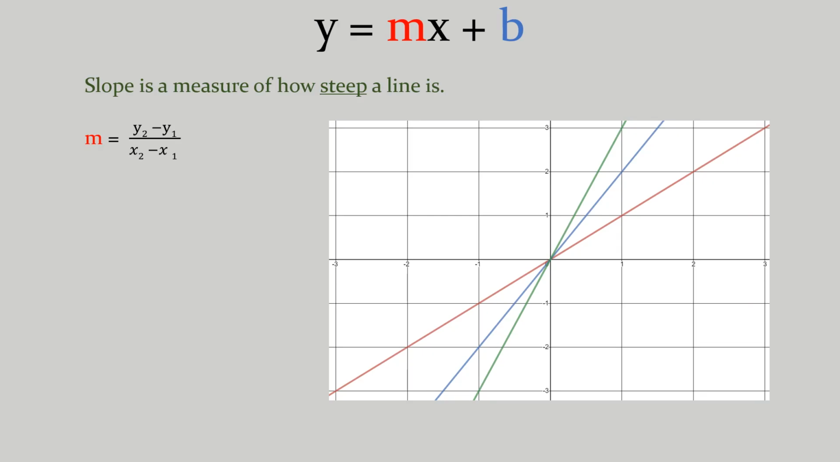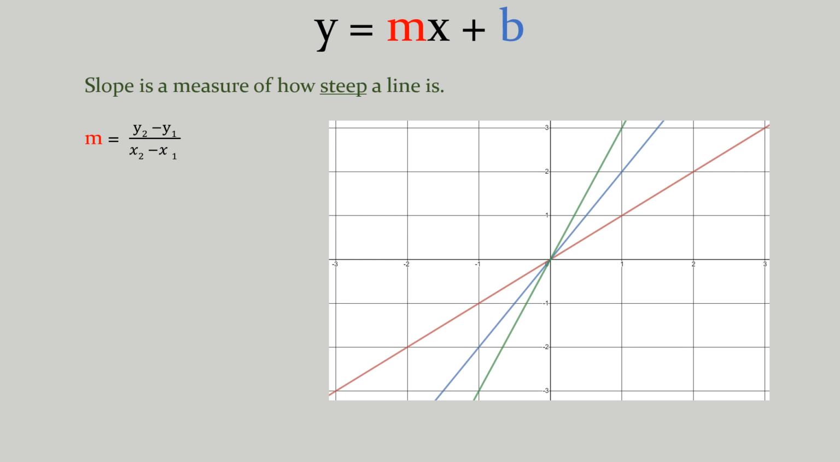So slope is a measure of how steep a line is, how fast you go up or down in a given interval of x. We can see in the graph over here, the green line has the highest slope because it's the most steep. The red line goes up the slowest, and so it has the lowest steepness and it has the lowest slope.